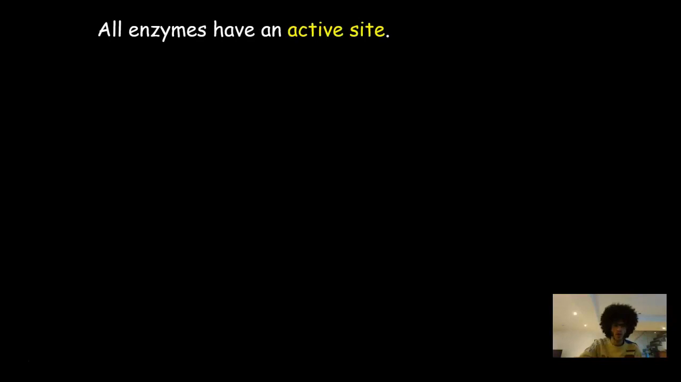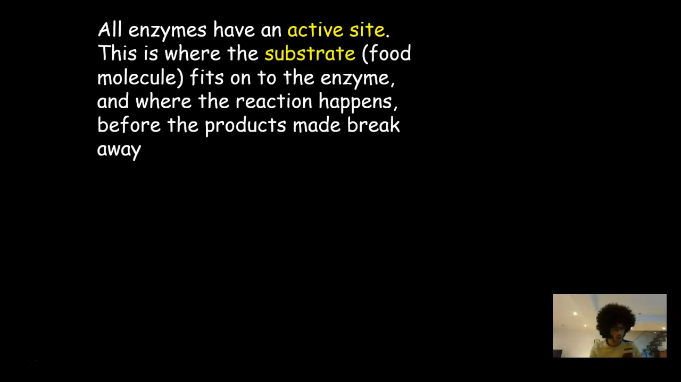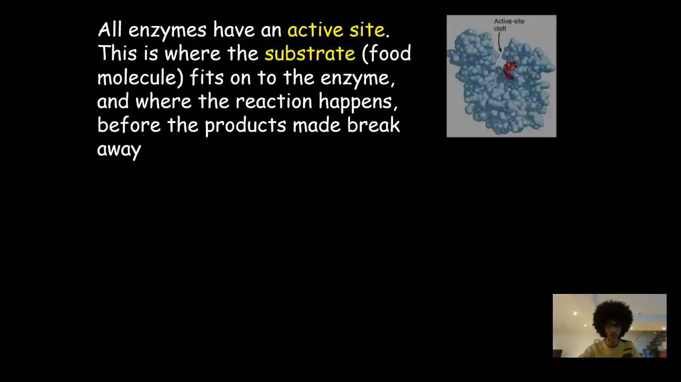So first off, all enzymes have a thing called an active site. And this active site is where the substrate, which is basically just a fancy word for the food molecule, fits onto the enzyme and where the reaction happens before the products then break away. So the food attaches onto it, there's a chemical reaction, it breaks off, and then the food is broken down into a smaller piece as a result.